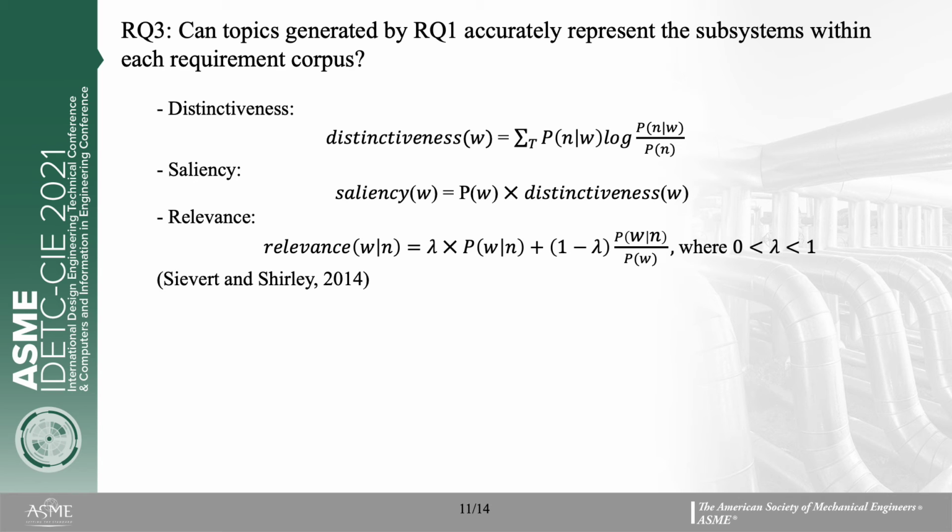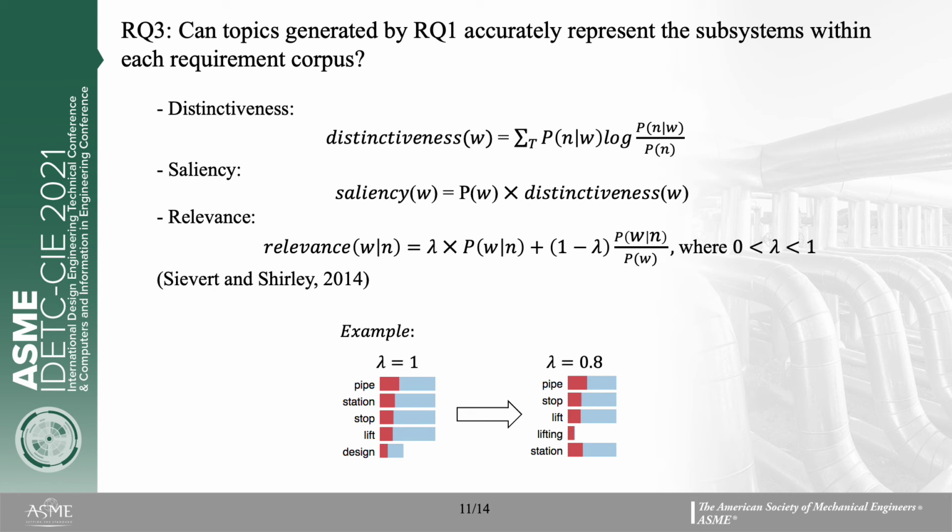Here is one mini example to demonstrate its effectiveness. The green bar is the term overall frequency or the saliency score. The red bar represents the estimated term frequency or the relevance score. By changing the default value of lambda from 1 to 0.8, we can get more meaningful interpretations for each topic. In this case, pipe stop is a device to hold the pipes, and those pipes will be lifted from the pipe stops.